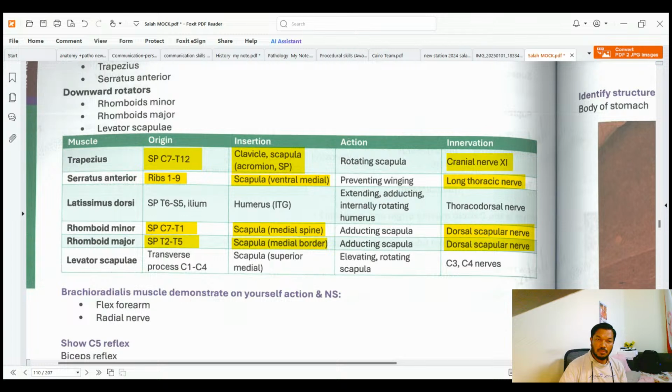Levator scapulae will remain in the upper part, tip. Levator scapulae originates from transverse process of cervical 1 to cervical 4. That's okay. And it inserts into scapula superior medial. Innervated by, this is also dorsal scapular, but specifically C4, C3.